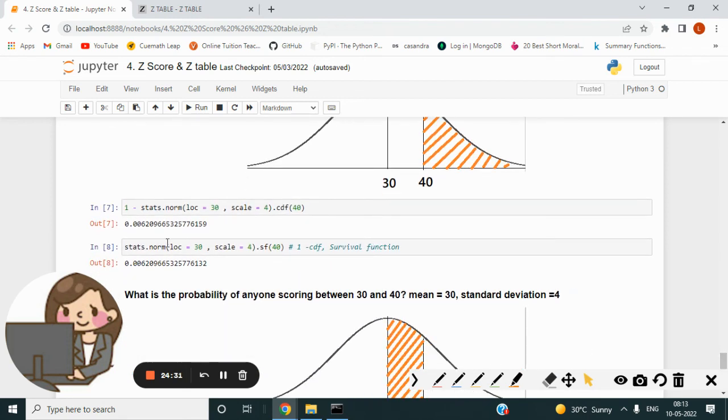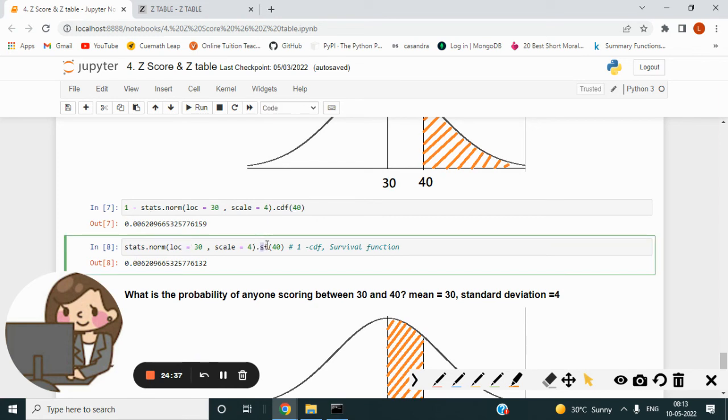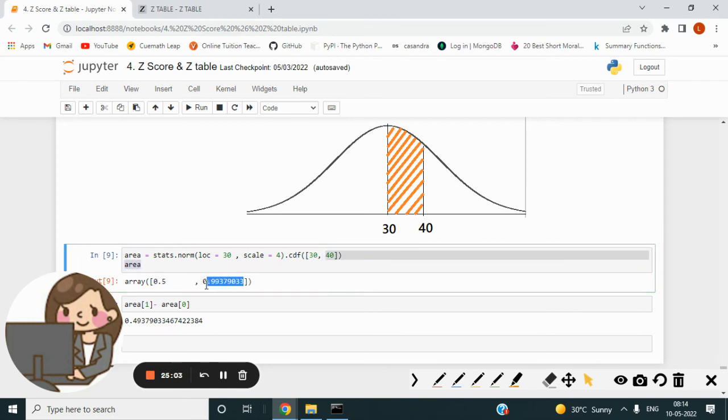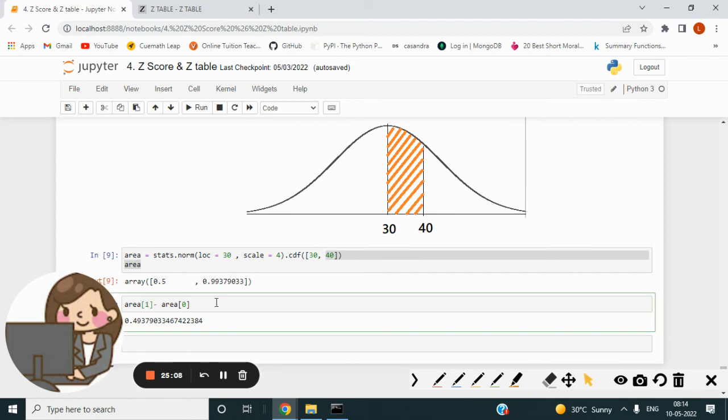Either you can use 1 minus the CDF of 40, or you can use the SF function over here. The SF function will automatically calculate 1 minus and return you the area towards the right of the point. Either you can use the CDF function or the SF function. Now, in order to calculate the area between two values, you just have to pass 30 and 40 over here. It will give the area below 30 and the area below 40, returning an array or list of the areas. Then you just subtract both the areas, and you will get the area between the two values.